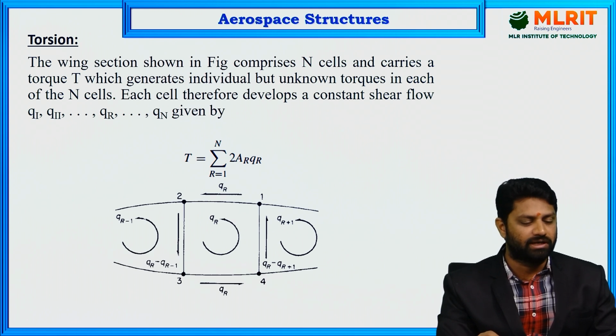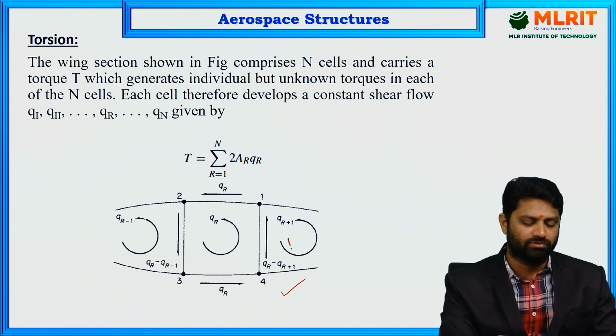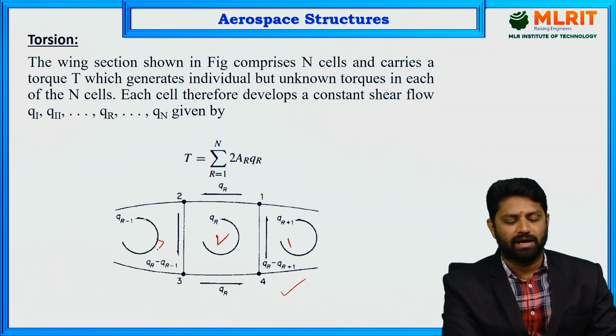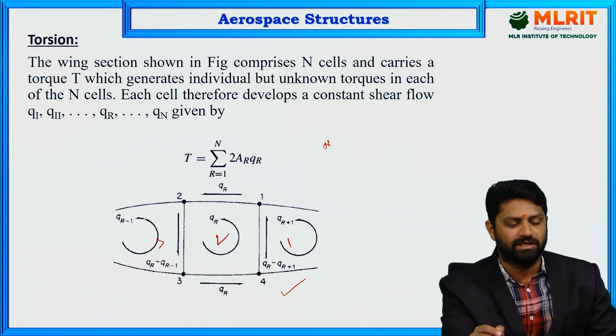Now if you look at the next topic, that is torsion. When you have a wing section subjected to torsion, and it has more than one cell, you can consider this example in which we have 3 cells: cell 1, cell 2 and cell 3. Okay, and the torque is applied, and then you can assume the shear flows in each cell separately. The diagram may have n number of cells, and it carries torque T, which generates individual but unknown torques in each of the n cells.